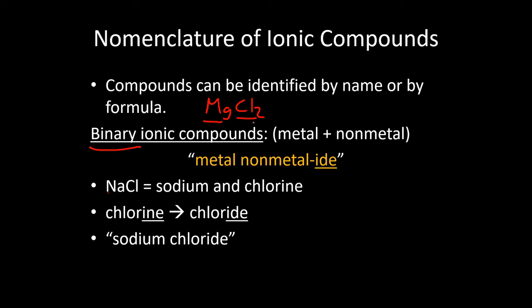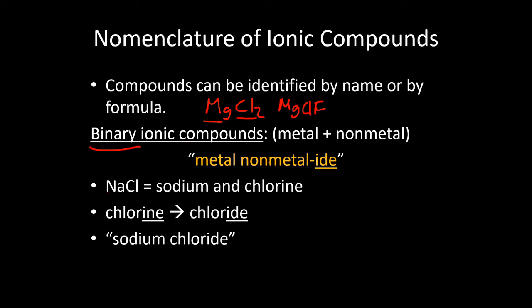We don't care that there's more than one chlorine as long as it's not magnesium, chlorine, and fluorine. That would not be a binary ionic compound. That does exist, by the way, but we are not going to worry about naming those kinds of molecules.